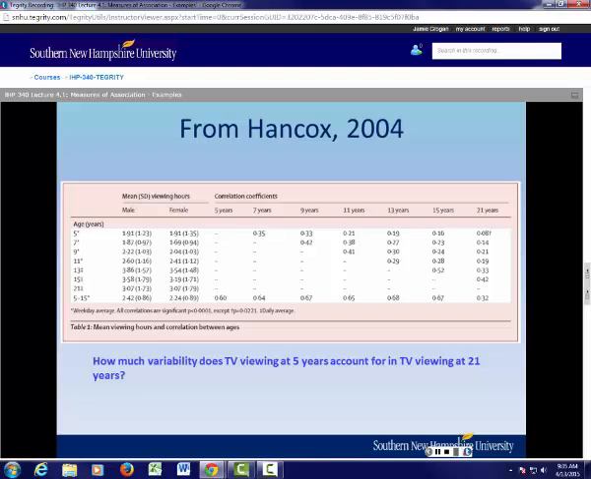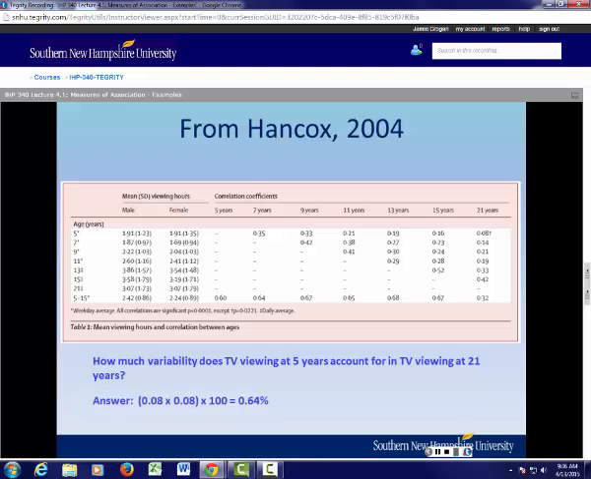And so in this case, we are going to need to find the correlation and then on our calculators square it. And so for TV viewing at 5 years and TV viewing at 21 years, we need to find the correlation between those two. So the row 5, the column of 21, there's a correlation of 0.08. That's the correlation.